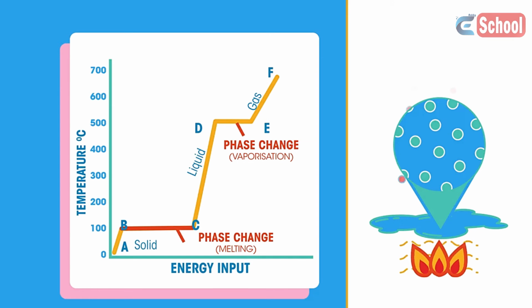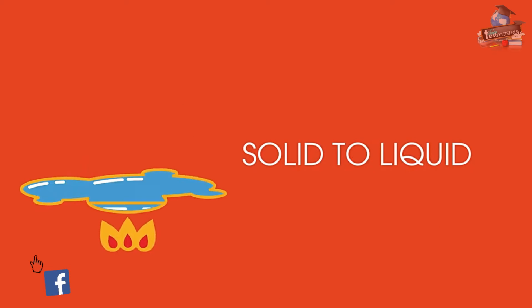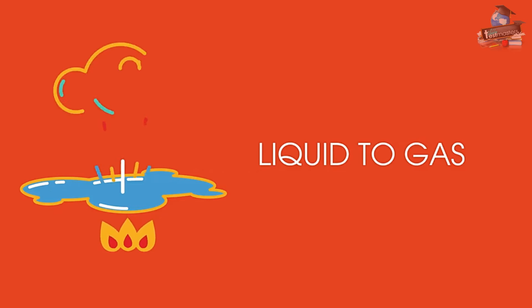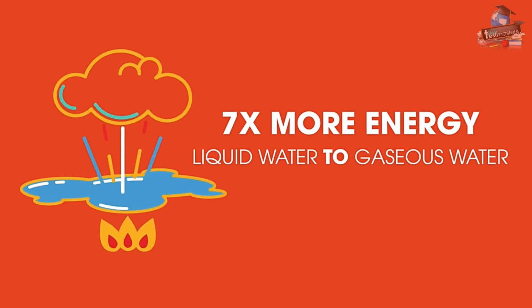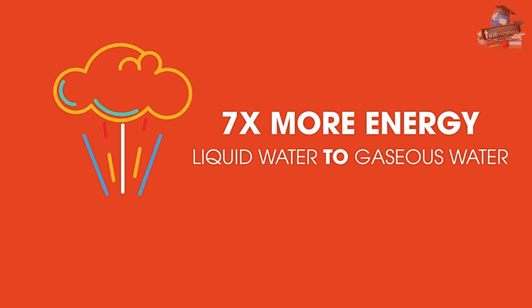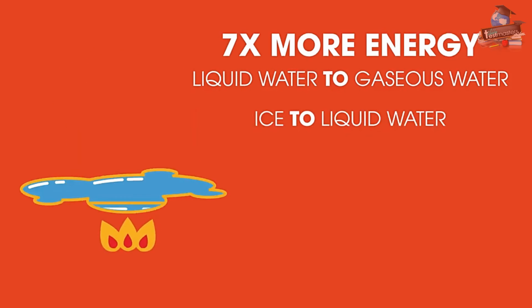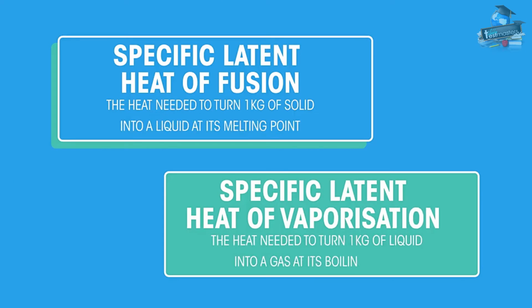Remember I said earlier that it may take a different amount of heat energy to change a solid into a liquid than to change a liquid into a gas? For example, it takes 7 times more energy to turn liquid water into gaseous water than it does to melt ice into liquid water. This means a substance can have 2 specific latent heats.